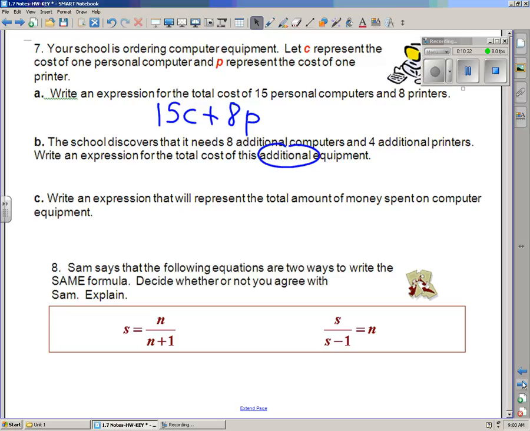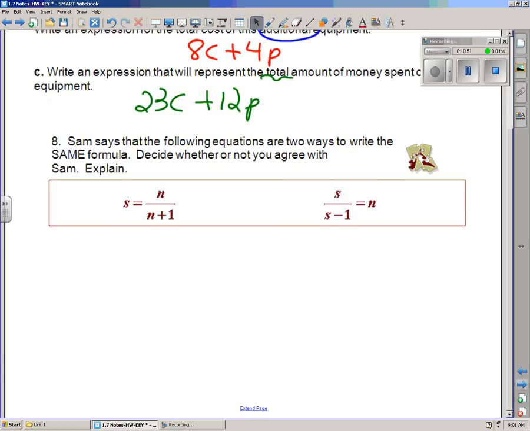For the additional, we're looking really just for 8 more computers plus 4 more printers. And then it says write an expression that will represent the total amount of money. And now I'm going to combine my like terms for 23 computers total and 12 printers total. That's more of a review from before. Last but not least, Sam says that the following equations are 2 ways to write the same formula. Decide whether you agree or not with Sam.